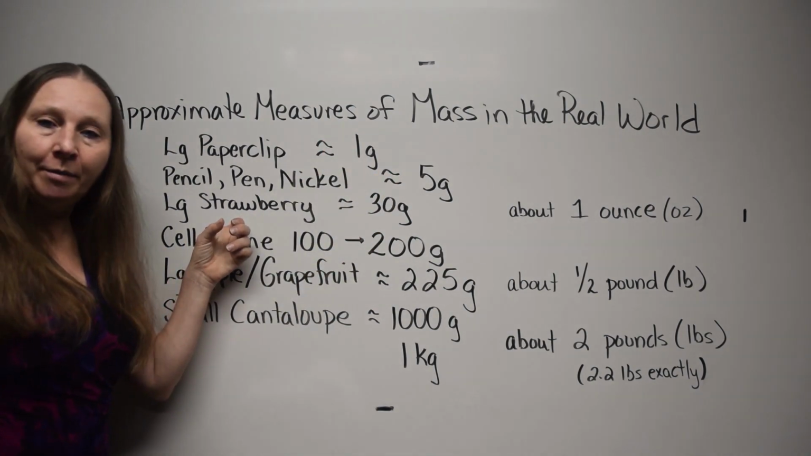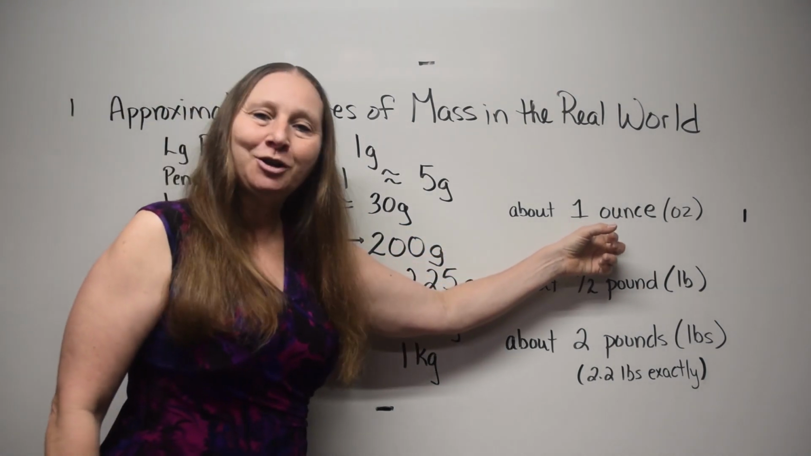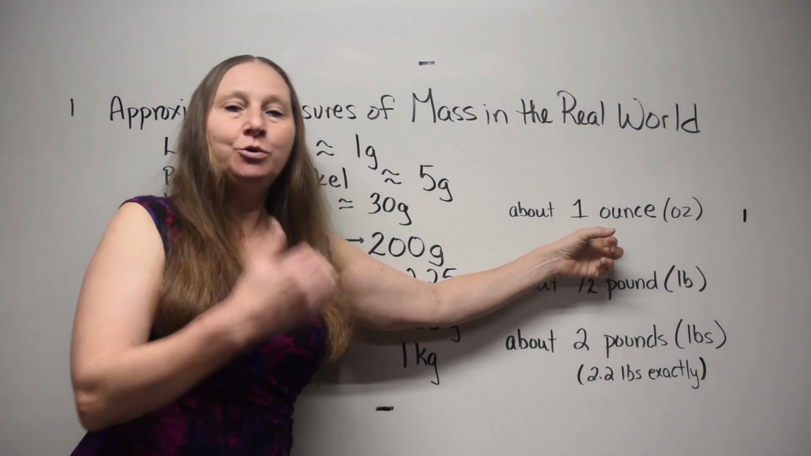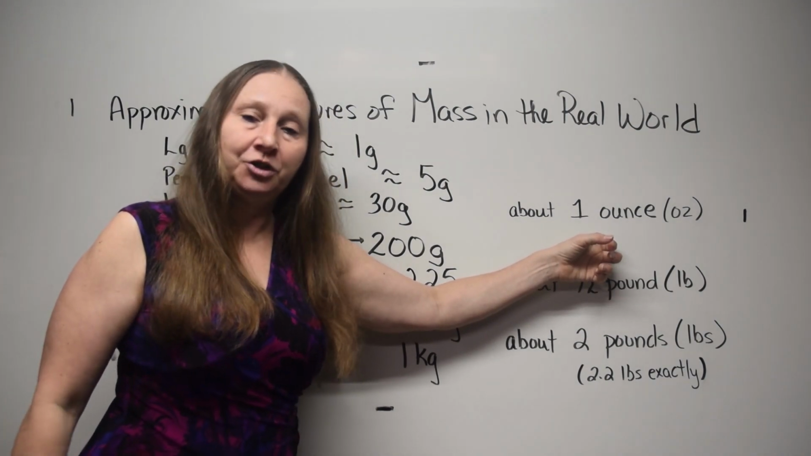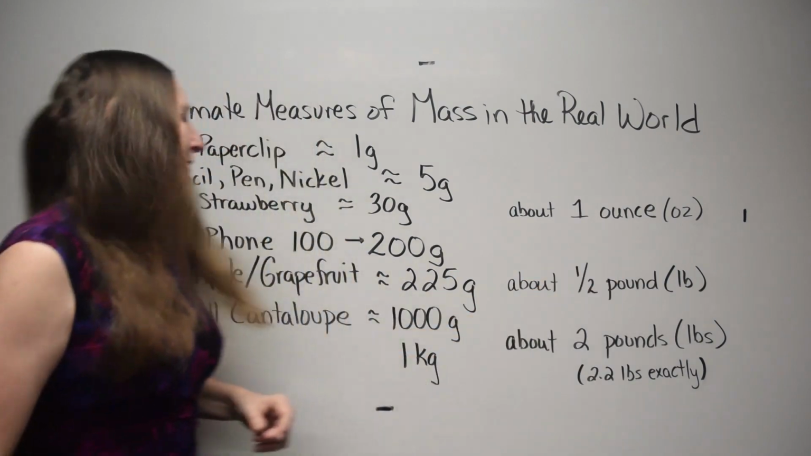A large strawberry is about 30 grams. Now 30 grams is approximately 1 ounce, using the system that the United States still uses. That would be pounds and ounces.